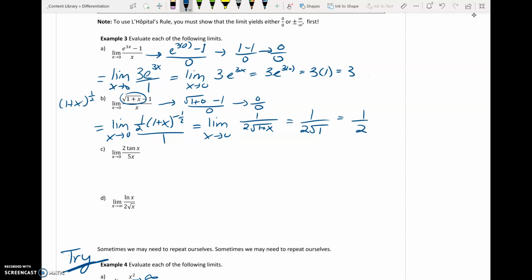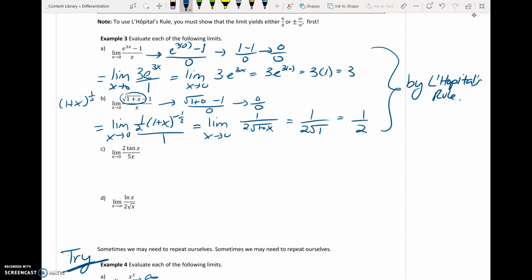Whenever you're using L'Hopital's rule, you should state it somewhere. So you could say that these two questions were solved by L'Hopital's rule. We'll try 2 more, and then I want you to try some on your own.